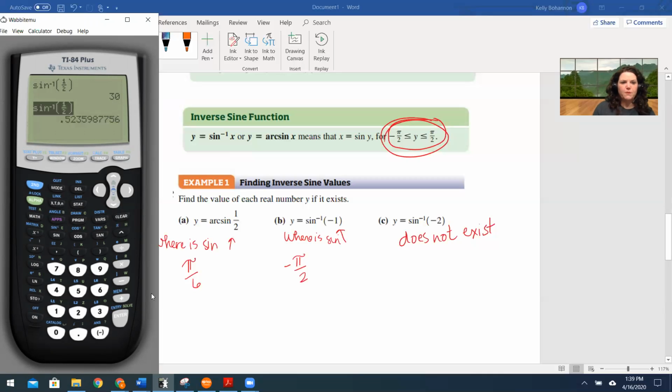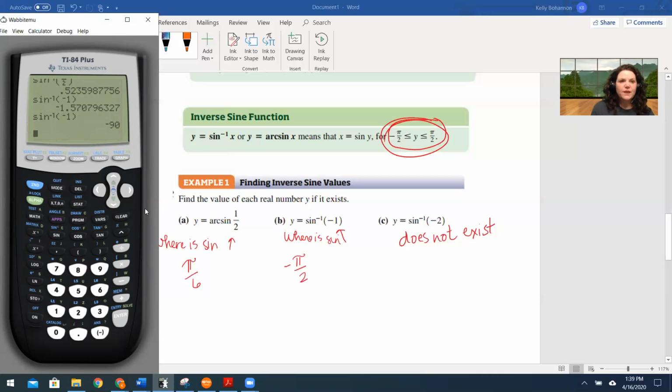I'm actually just going to go up here and grab this since these are all sine. And I'm going to go in here and delete these things and put in -1. And I get -pi/2. Or since it didn't specify whether we were doing radians or degrees, I could do the same thing in degrees, and it gives me -90, which is the same thing as -pi/2.